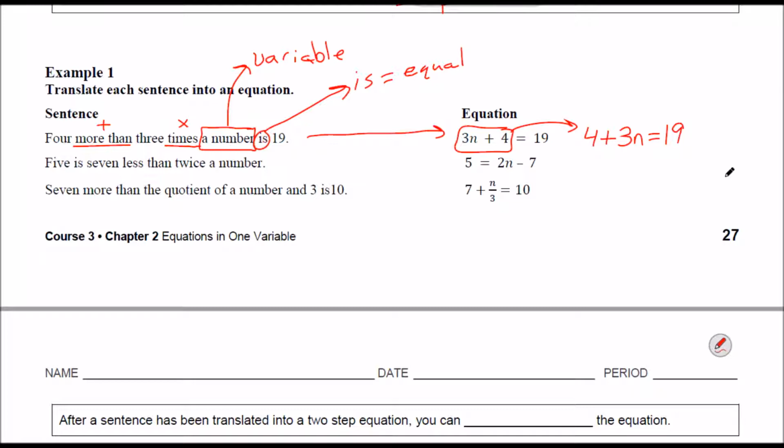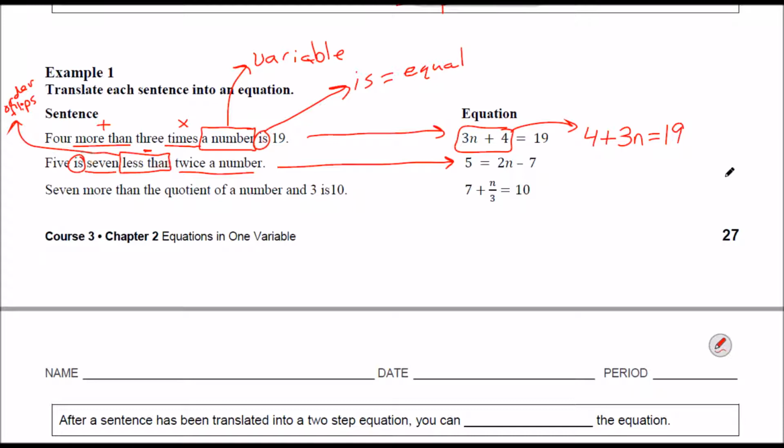The next one, 5 is 7 less than, okay? So I meant to circle "is," not underline 7, and then twice a number. When we see the words less than, this is the one where our order flips around, okay? So if we look over here, it says 5 is, we know that equals, so 5 equals, and then the words less than say subtraction, but what it does is it flips our numbers around, okay?